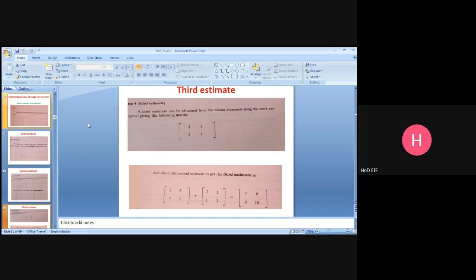If you are not attenuating the upper rightmost corner value, you will get this 2 comma 1 and 1 comma 3, that you are adding with your 5 comma 5, 7 comma 7 matrix, which you obtained from your second estimate. Each value you are adding: 5 plus 2, 5 plus 1, 7 plus 1, and 7 plus 3. So finally you arrive at 7 comma 6, and 8 comma 10. That's the way you arrive at your third estimate.